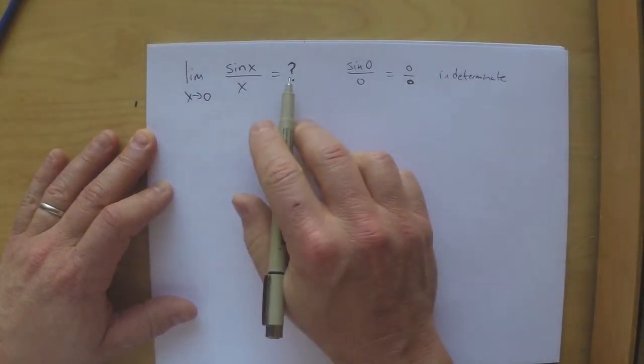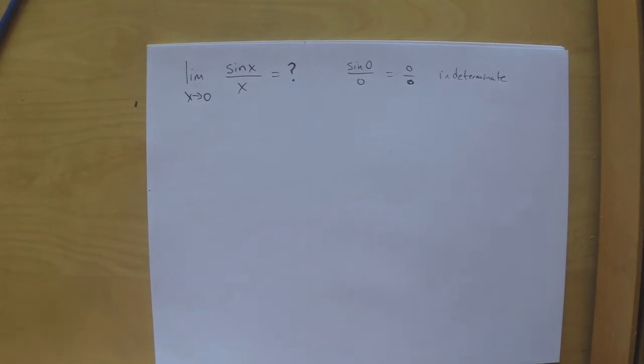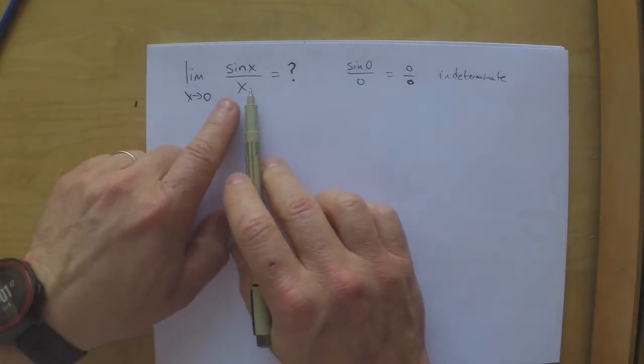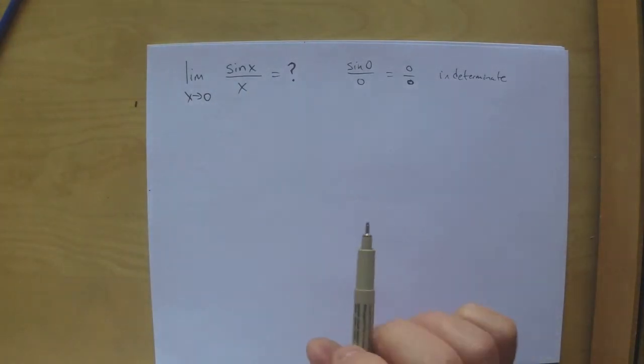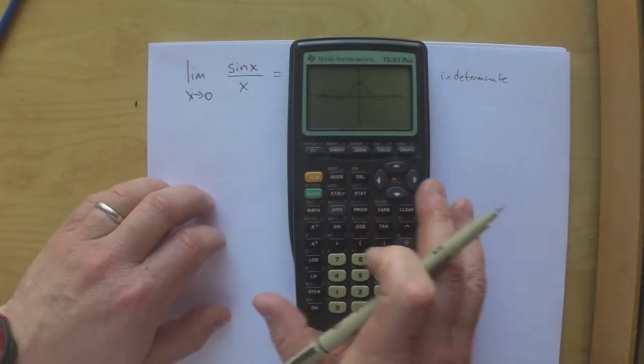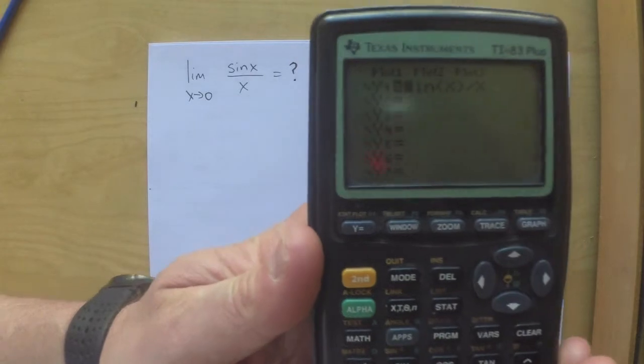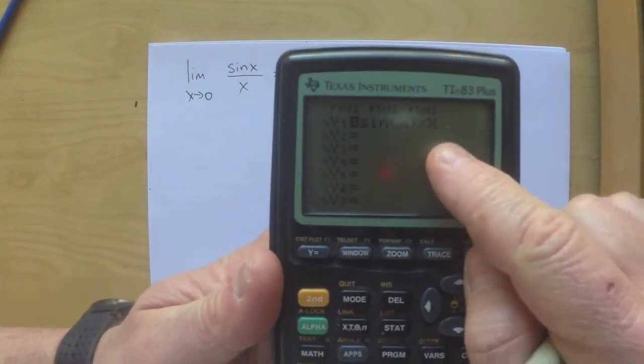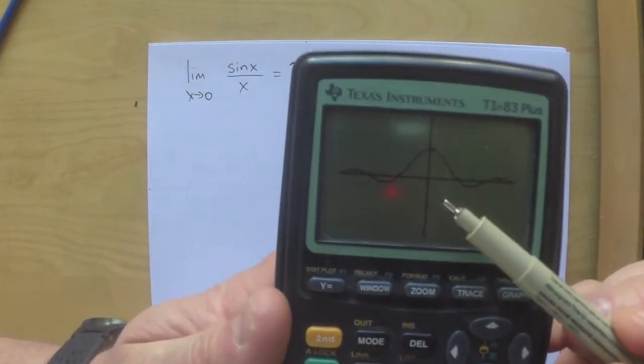So this could have a value. We just don't know what it is. At the moment, if I don't know this knowledge, remember my ways out. I could go to my calculator, and there's nothing wrong with this, and I could graph it with Desmos or with a graphing calculator. And when I graph this, here's my funky little graph.